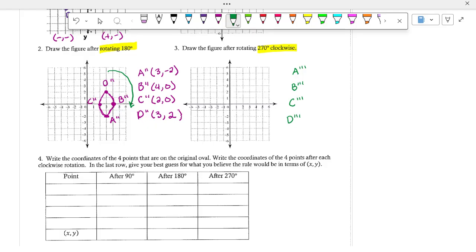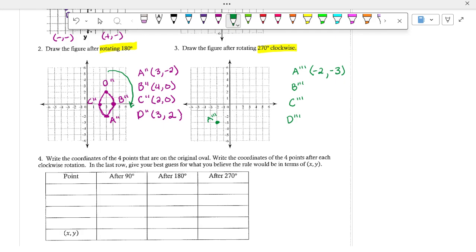Quadrant 3. So that means both signs are going to have to be what? Negative. And then what do I have to do? Flip the X and Y. So I now have 2 here and 3 here. This will be -2, -3 for A triple prime.